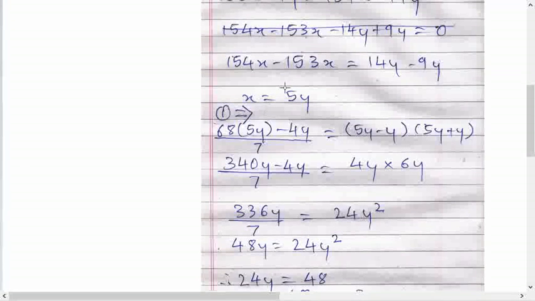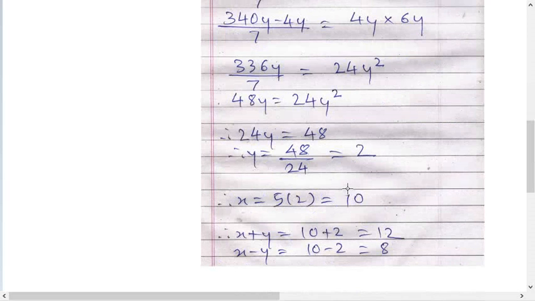Put it in 1. So we get (68 × 5y - 4y)/7 = (5y - y)(5y + y). Right? Therefore (340y - 4y)/7 = 4y × 6y. Therefore 336y/7 = 24y². Now this y and y² will get cancelled. Sure, this is a linear equation. That's why y and y² gets cancelled. Otherwise if this would have been a quadratic equation, then this wouldn't have got cancelled.